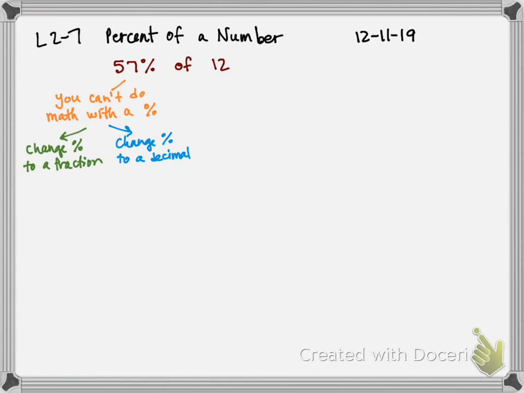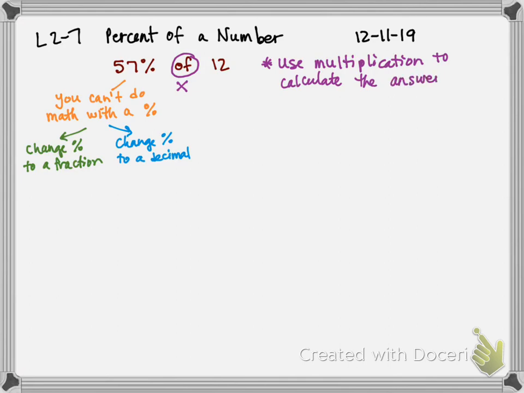The other thing, and I kind of gave it away, as I always seem to do, is this word of. It actually means to multiply, okay? So when you're being asked to find a percent of a number, you're going to be using multiplication. So we're going to use multiplication to calculate the answer.